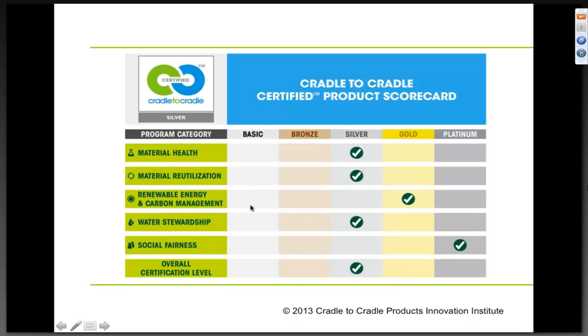Which really makes it equal, it looks at these categories relatively equally. Some are more difficult to achieve than others, but it's not based on a point system in which you could achieve more points in one category to make up for deficiencies in another, which is an important aspect.